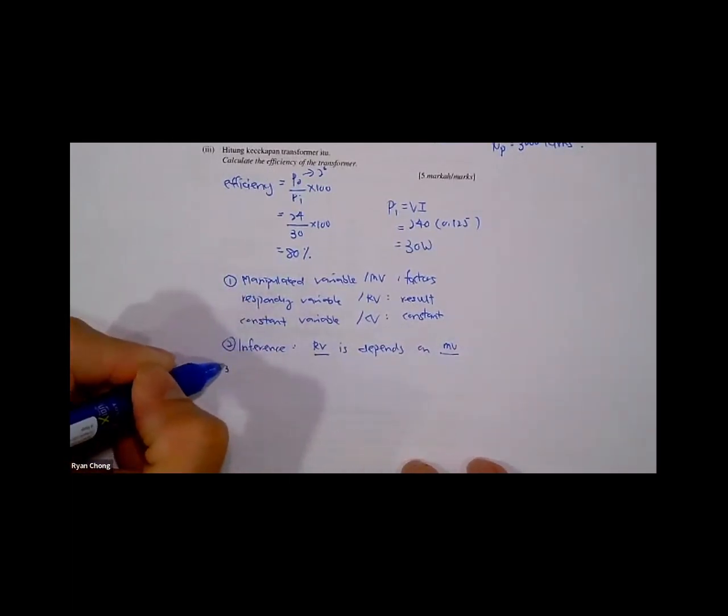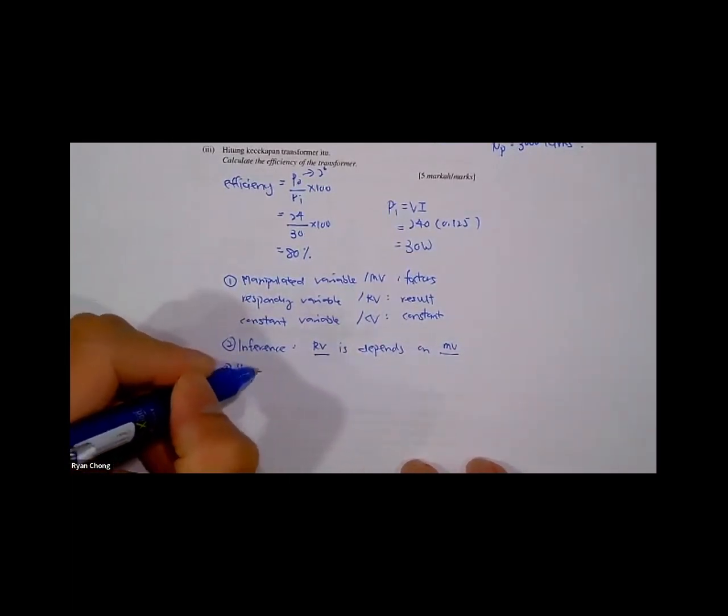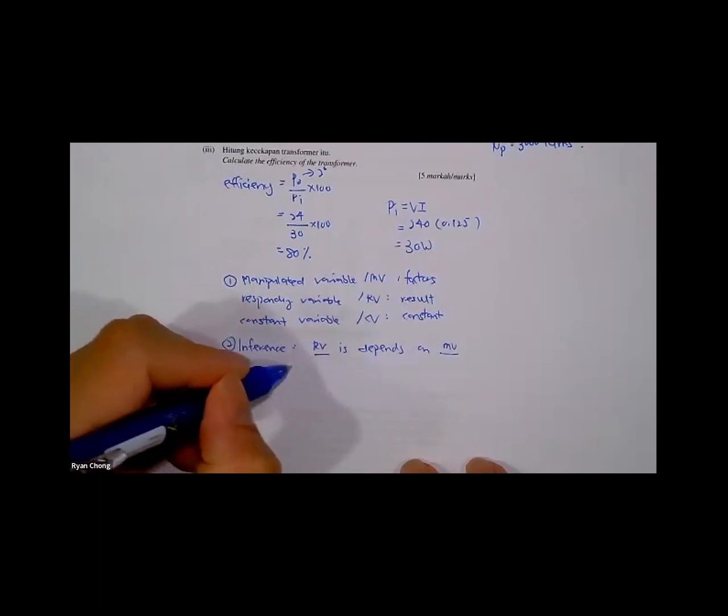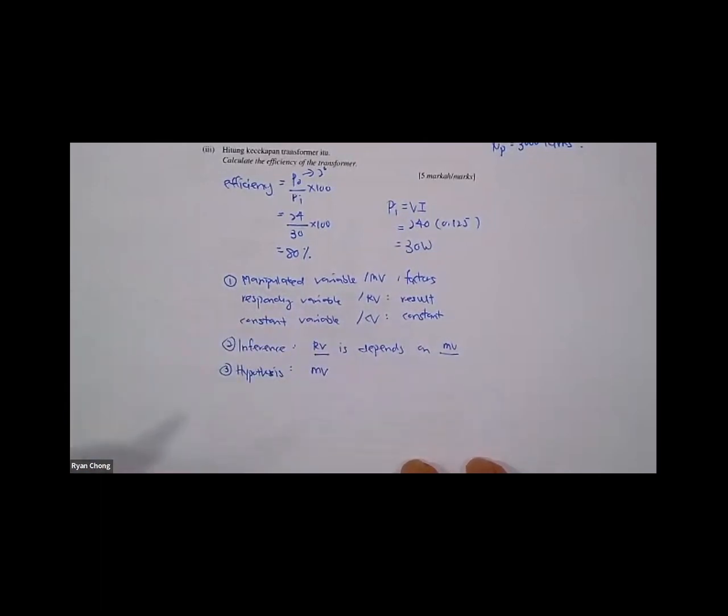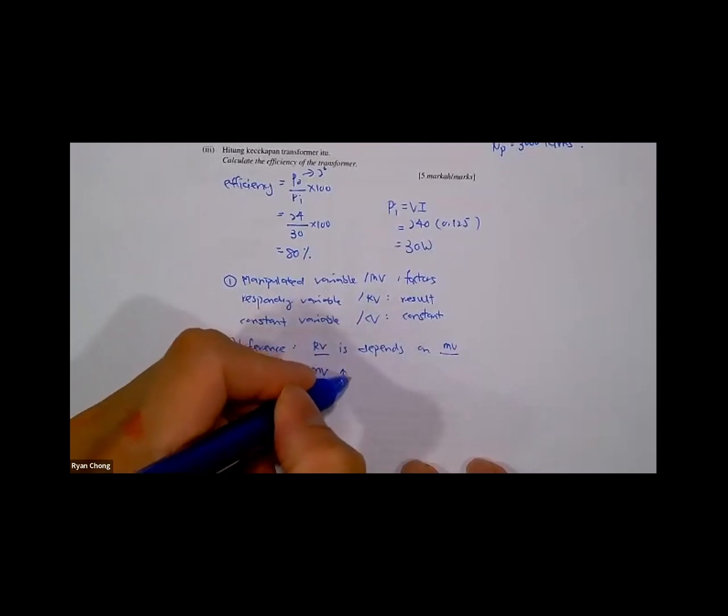Okay? Then, if you have a hypothesis, you must put MV in front, MV with direction, increase or decrease, so RV increase or decrease. For example, the larger the current supply to the bulb, the brighter the light produced. Brightness is your RV.